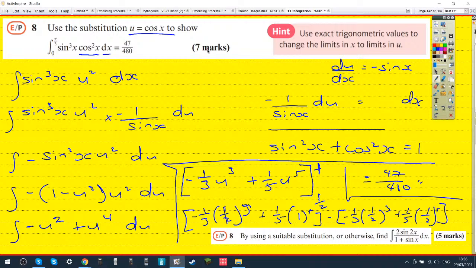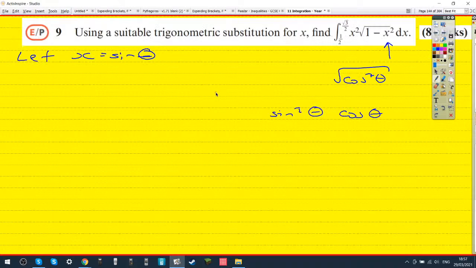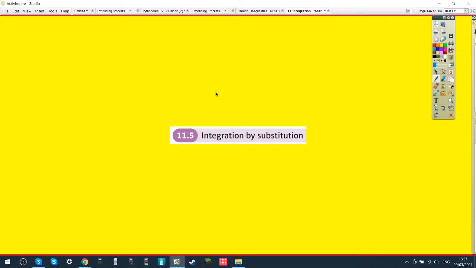This stuff, there's like 3 x's: sine cubed x, cos squared x, and dx. So the easiest one first is cos squared is u squared. Don't know what to do at that point, change the dx, and then that caused the other one to cancel, and then things got much easier from there. So just do the one you're most sure of first.